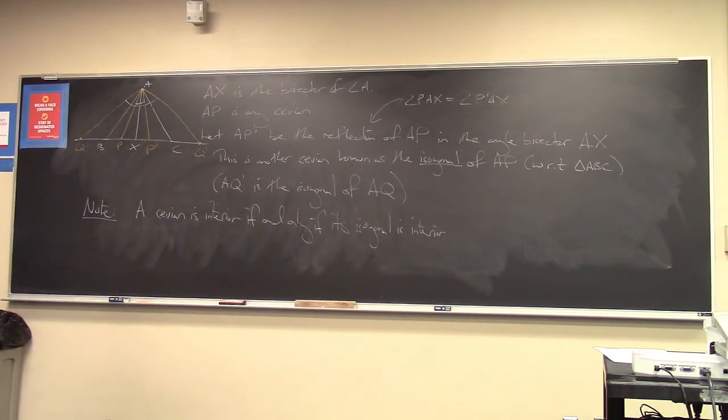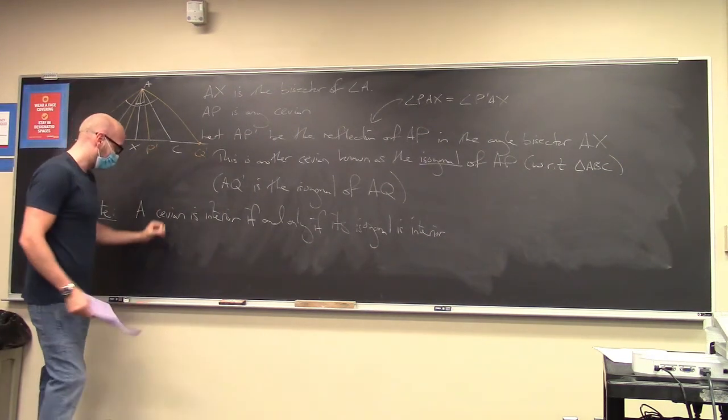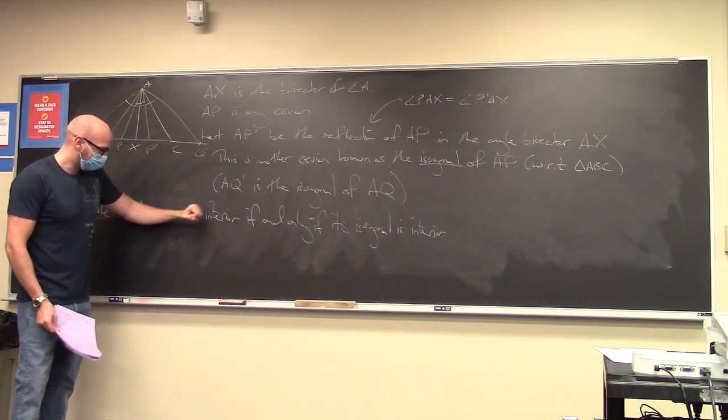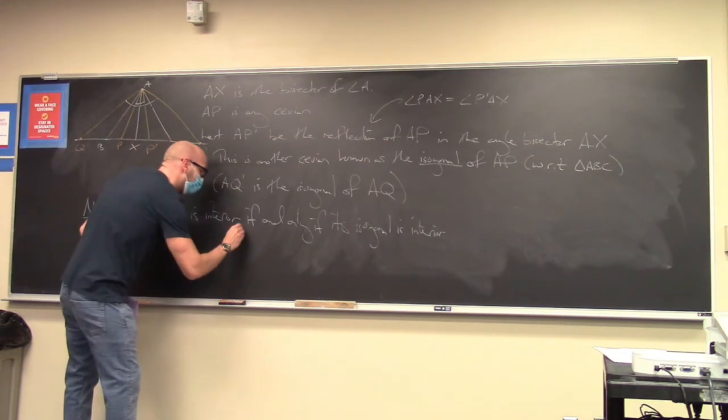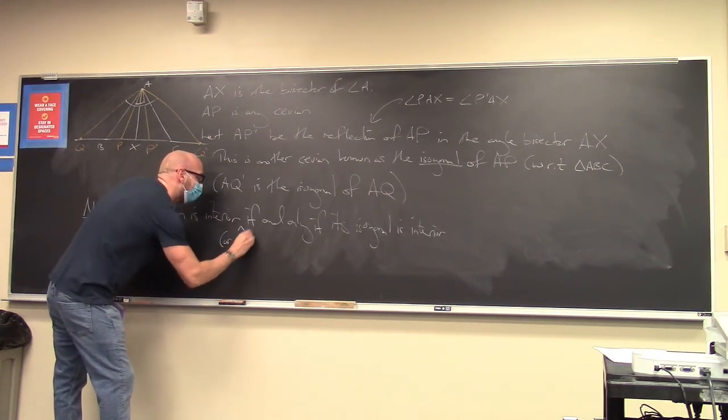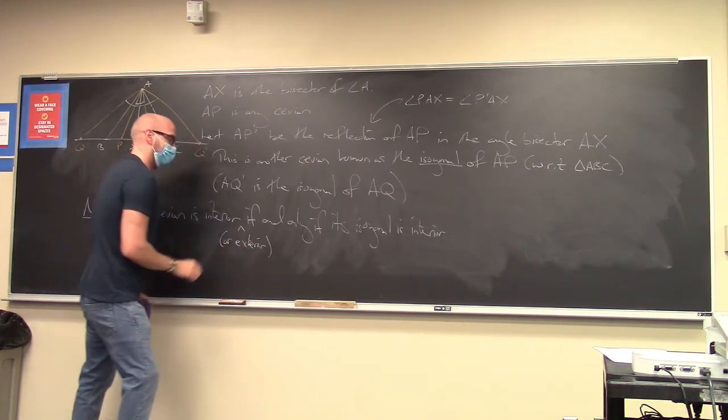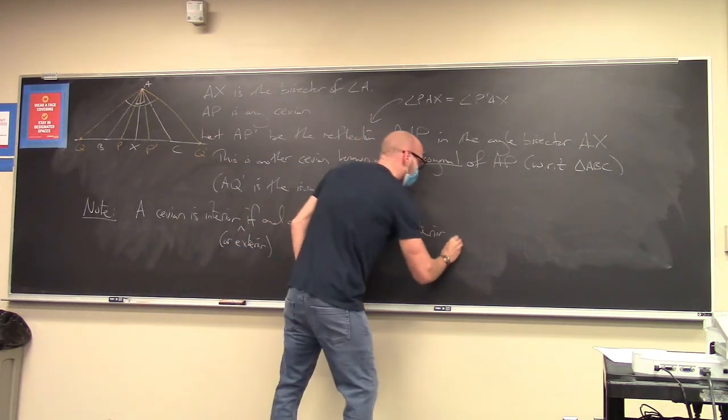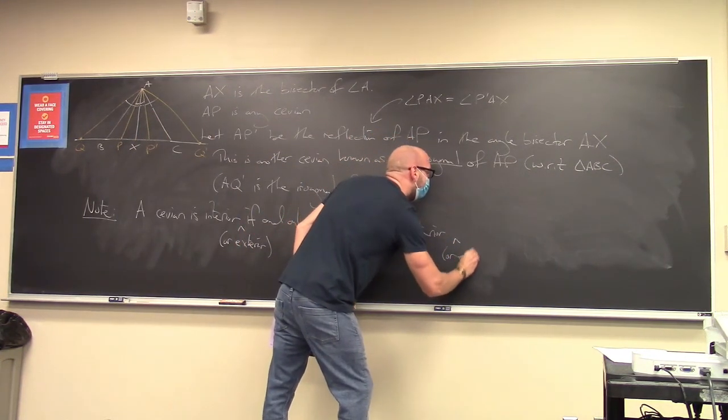And of course, the contrapositive here that I'm not stating would be a Chevian is exterior if and only if its isogonal is exterior. So I suppose I could have fit this in words here. I could have said a Chevian is interior or exterior if and only if its isogonal is interior or exterior.